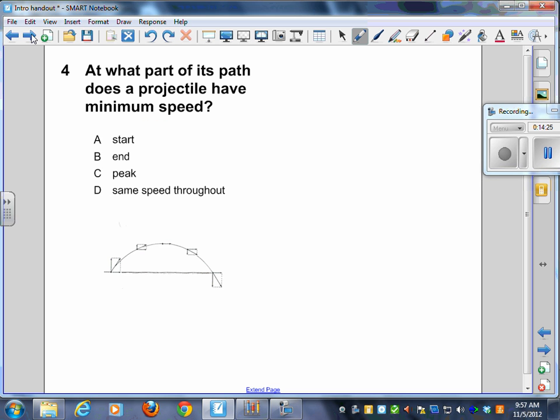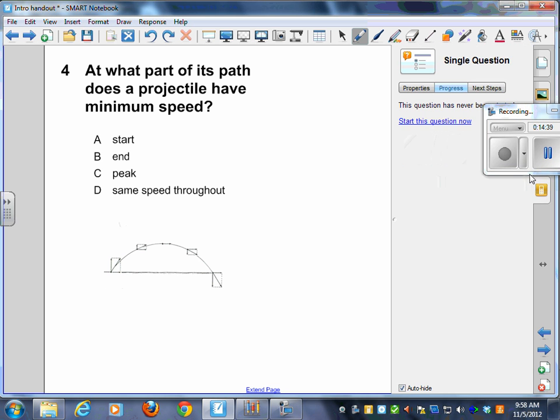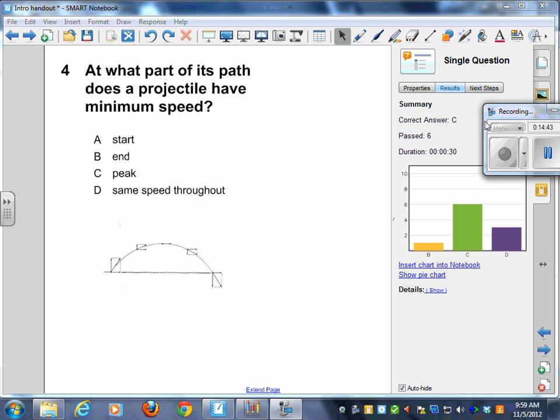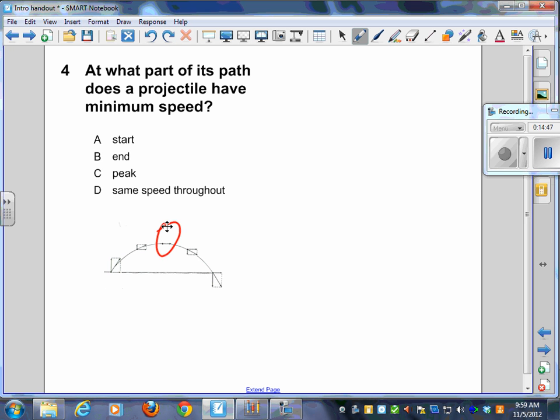I told you. At what part of the path does a projectile have minimum speed? Where is the speed the smallest? A, B, C, or D? Where is the speed the smallest? Correct answer is C, at the peak, right there. Why is it traveling the least? Well, because here it only has the horizontal component. Here it's got horizontal and vertical, and the horizontal is the same all the way, so any vertical is going to increase the speed, right? So it's traveling at its smallest speed, right?